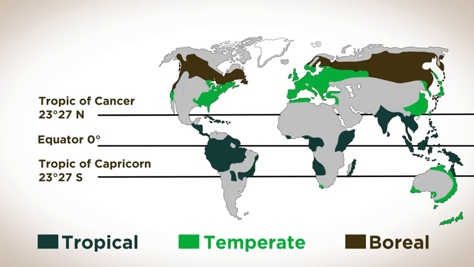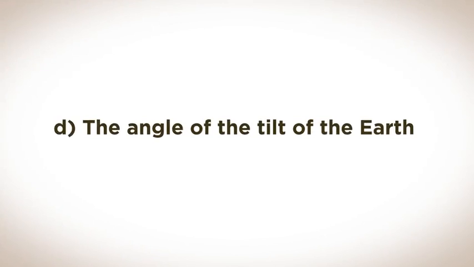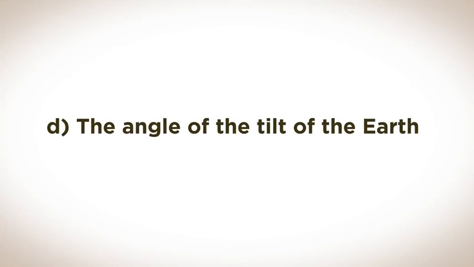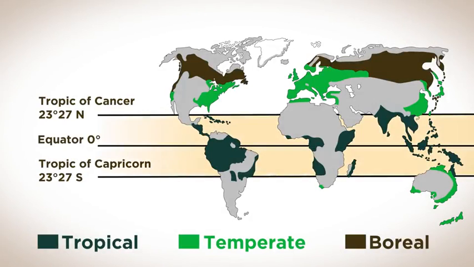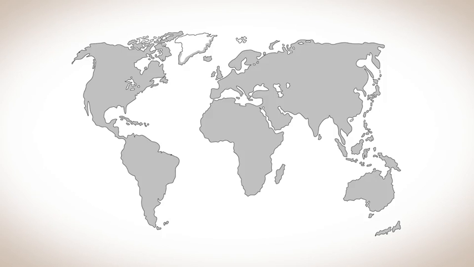Do you know what the 23-degree latitude corresponds to? If you said D, the angle of tilt of the Earth, you are correct. In fact, the definition of the tropics is the area of the Earth between 23 degrees north and south, corresponding to the geographical area where the sun is directly overhead at some point during the year. We'll get back to that in a bit.